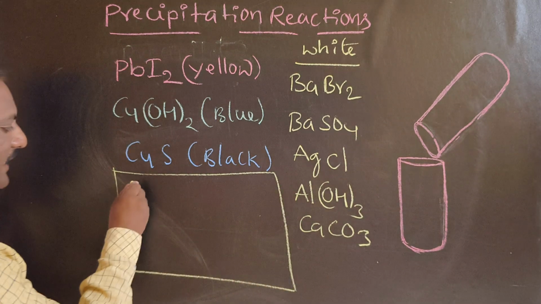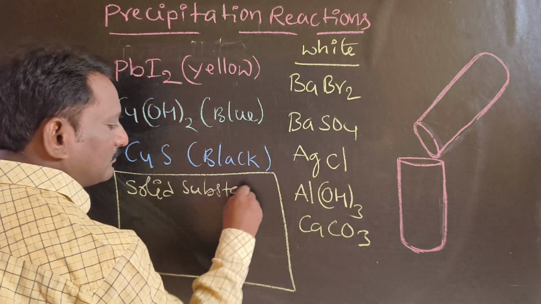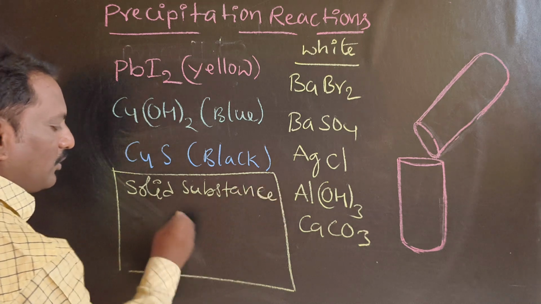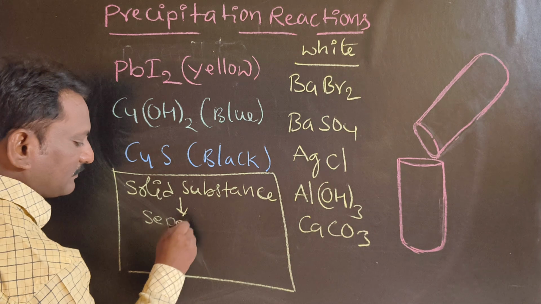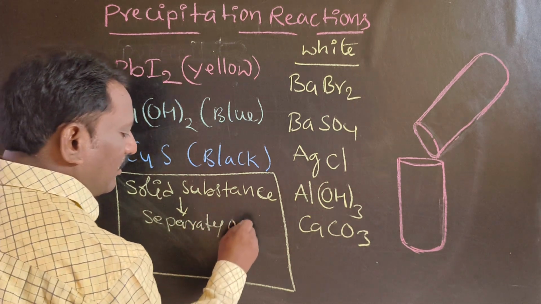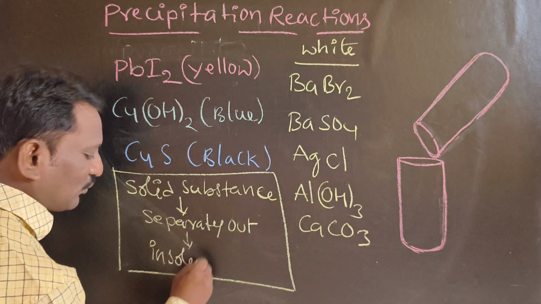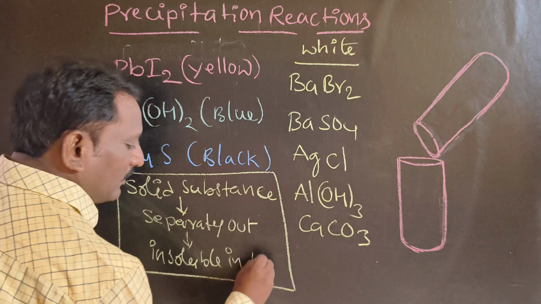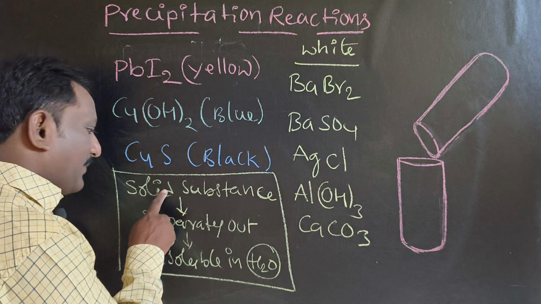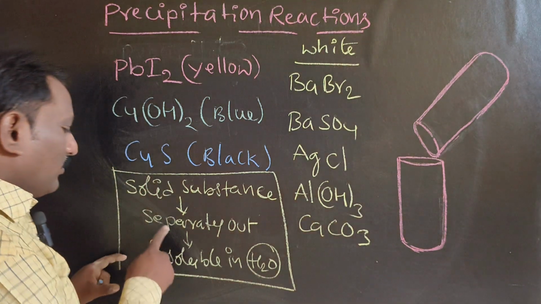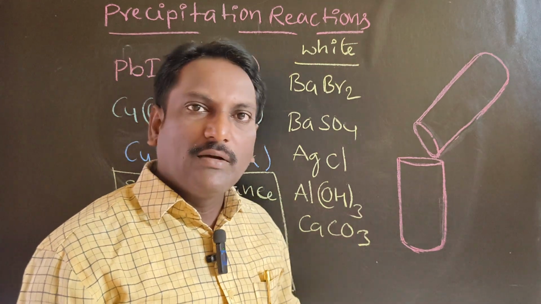A precipitate is a solid substance which separates out in a reaction mixture and is itself insoluble in water. This is the definition of a precipitate. So a precipitate is a solid substance which separates out in a reaction mixture and is itself water insoluble.